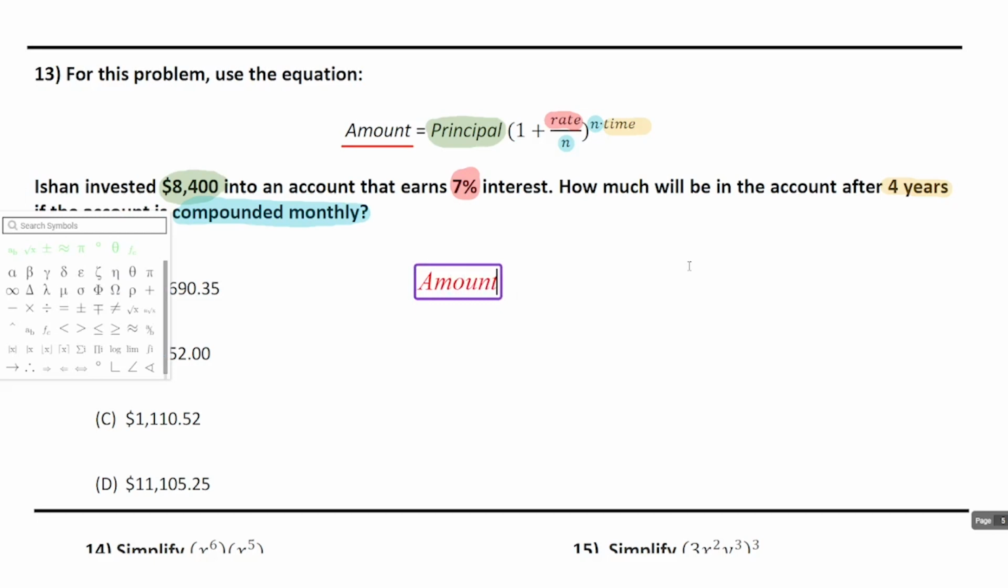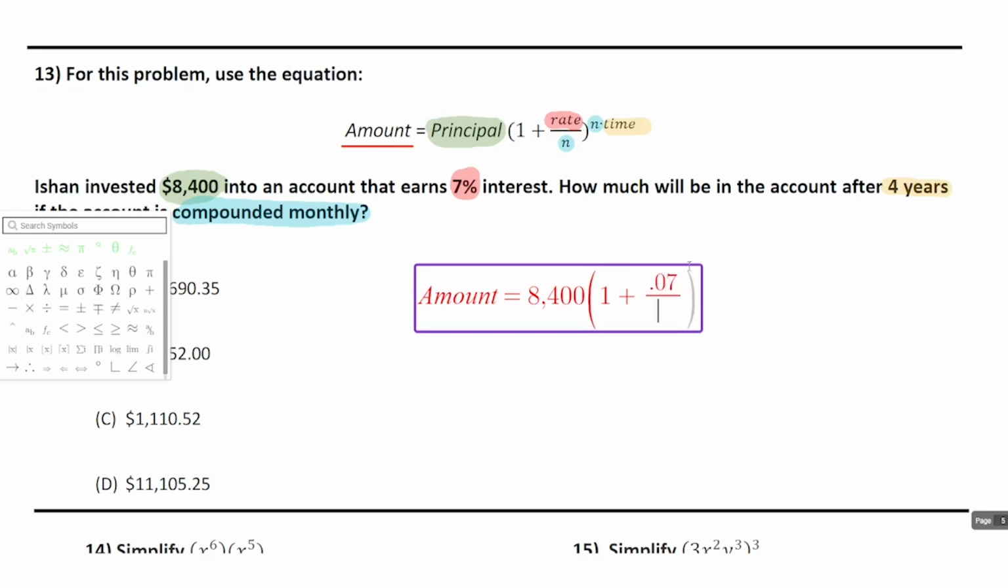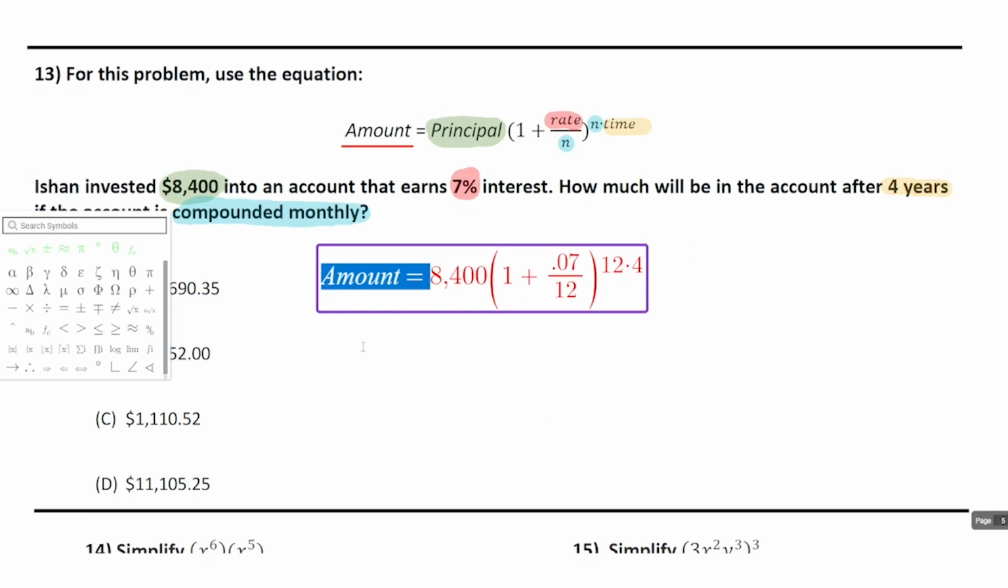So the amount is going to equal the principal, which is $8,400 times 1 plus the rate. Now be careful here, the rate does need to be as a decimal, so 0.07 divided by 12 because it's being compounded monthly, to the power of 12 times 4 for 4 years. So let's go ahead and throw all this into the calculator.